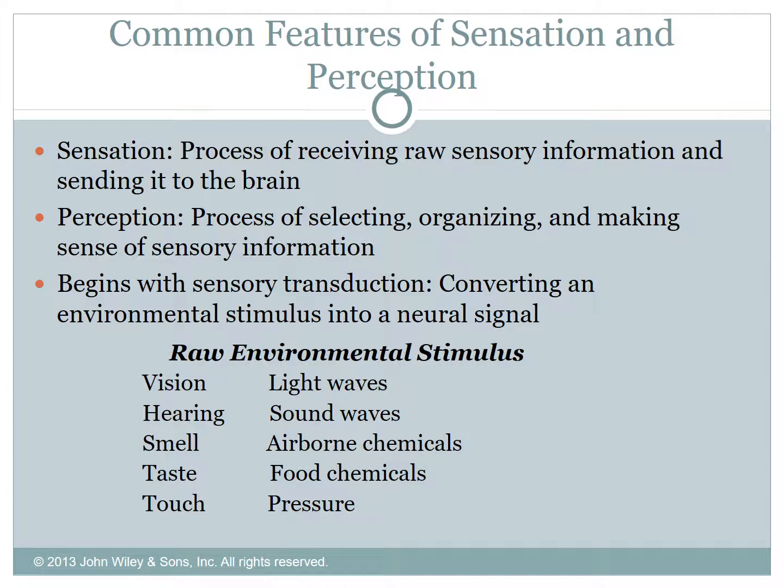All right. When we begin the process of sense and perception, we begin with sensation, and sensation begins with sensory transduction. That's what happens when some kind of environmental stimulus, whether that's light or sound or chemicals or pressure or temperature, these pieces of sensory information are transformed into the electrochemical signals that can be used by your neurons. That transformation is called transduction.